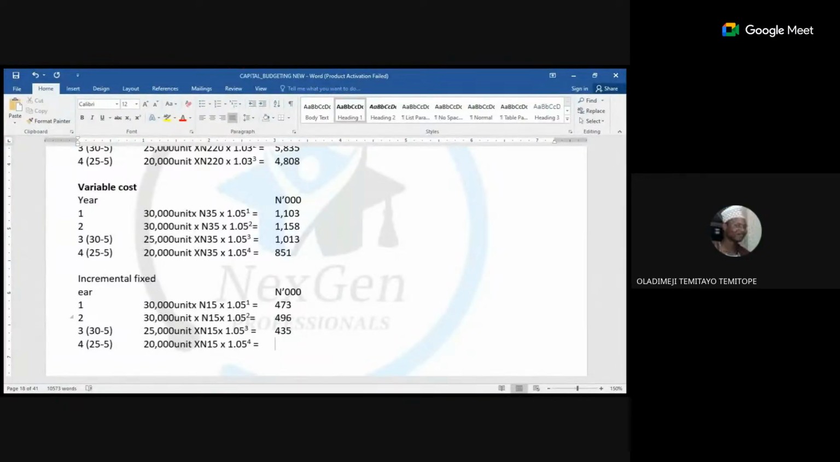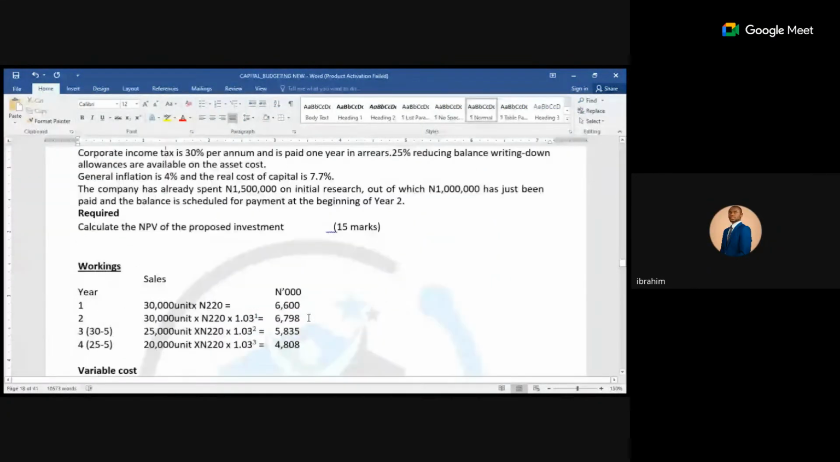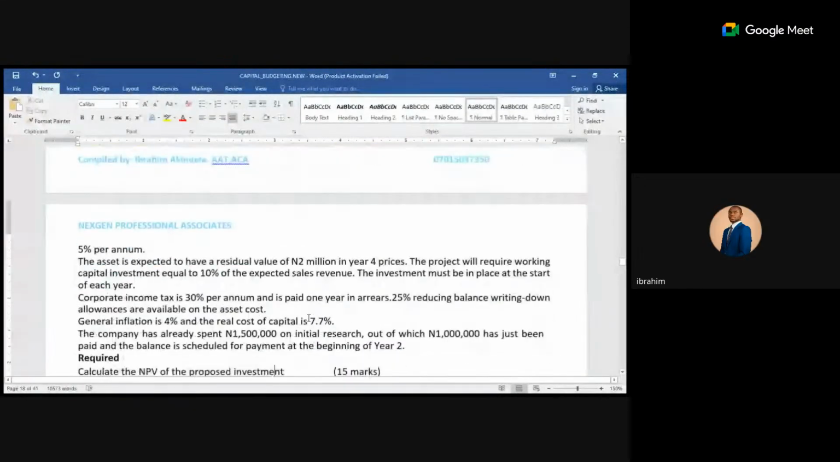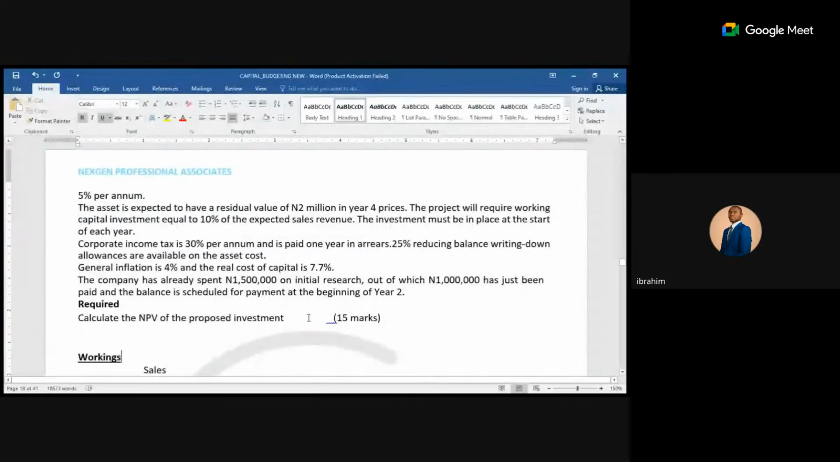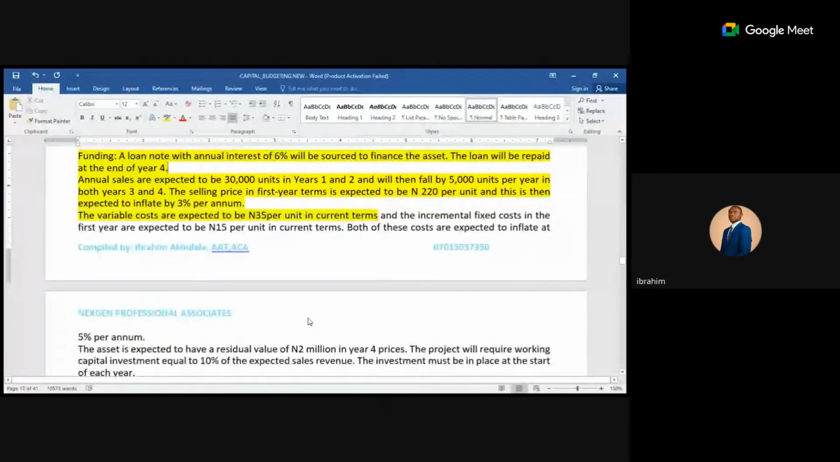365. Yes, fixed cost does not change. So we have to look at it. Okay, let's go back and check what happened. Okay, and the incremental fixed costs in the first year are expected to be this. Both of these costs are expected to be inflated. Okay, that is a very good one. Thank you so much for the observation.